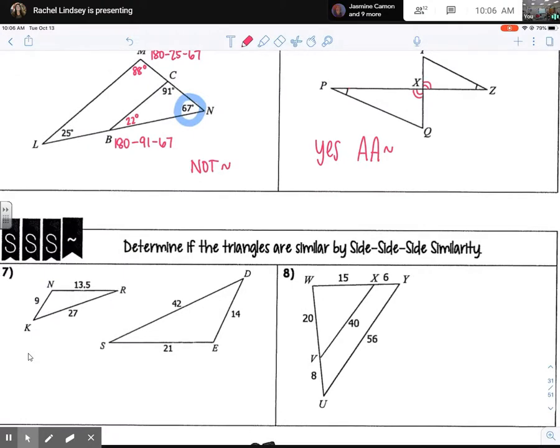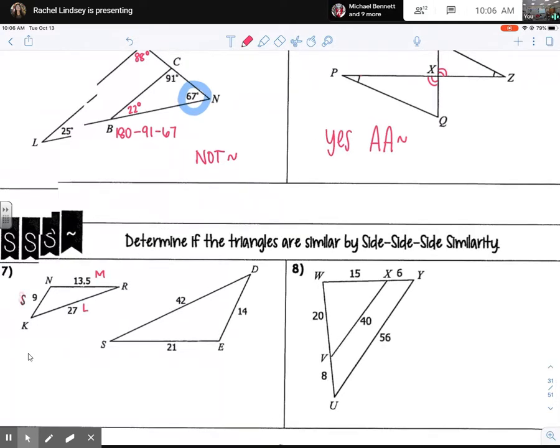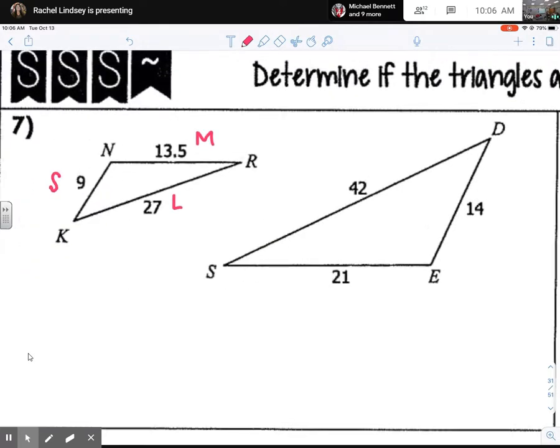Okay, so that's angle similarity. Now we're going to look at side similarity. To set up side similarity, remember I told y'all to do small, medium, large on both triangles. So I have 9 is my small, 13.5 is my medium, and 27 is the large. Then 14 is the small, 21 is the medium, 42 is the large.